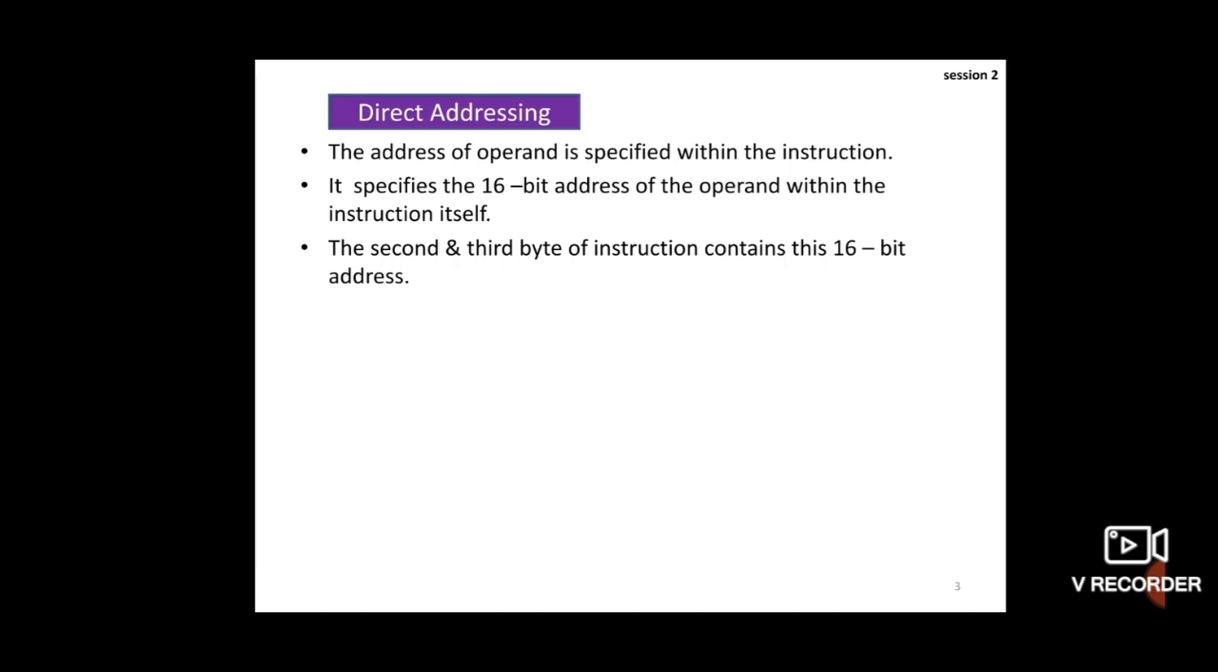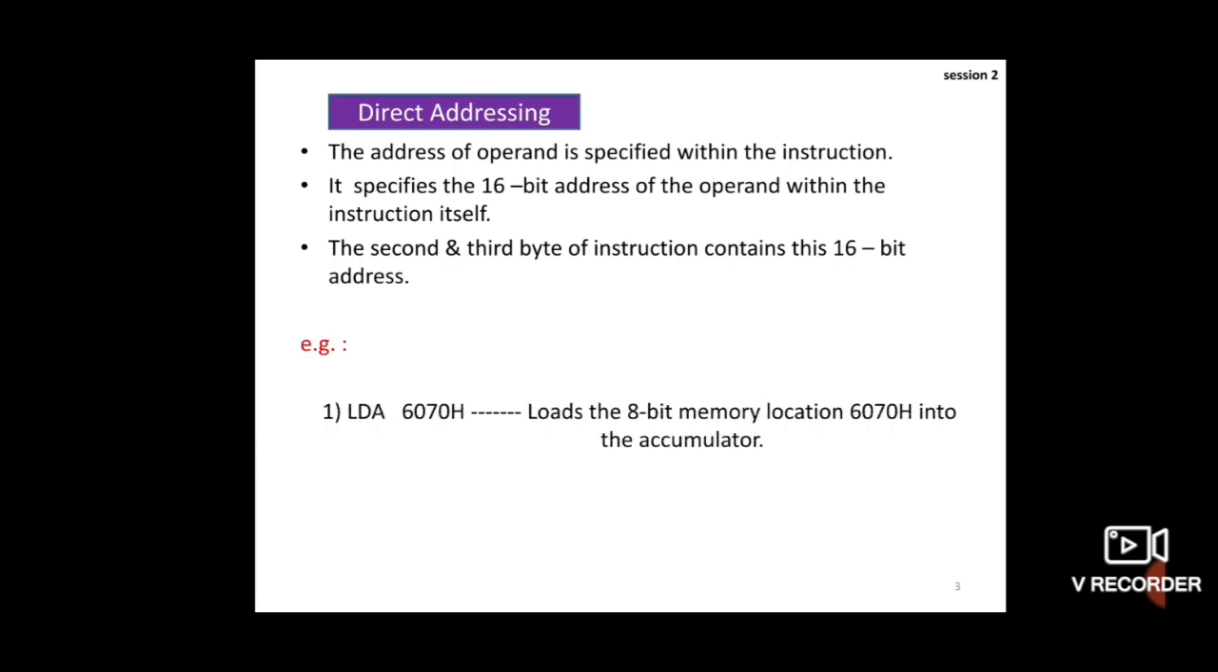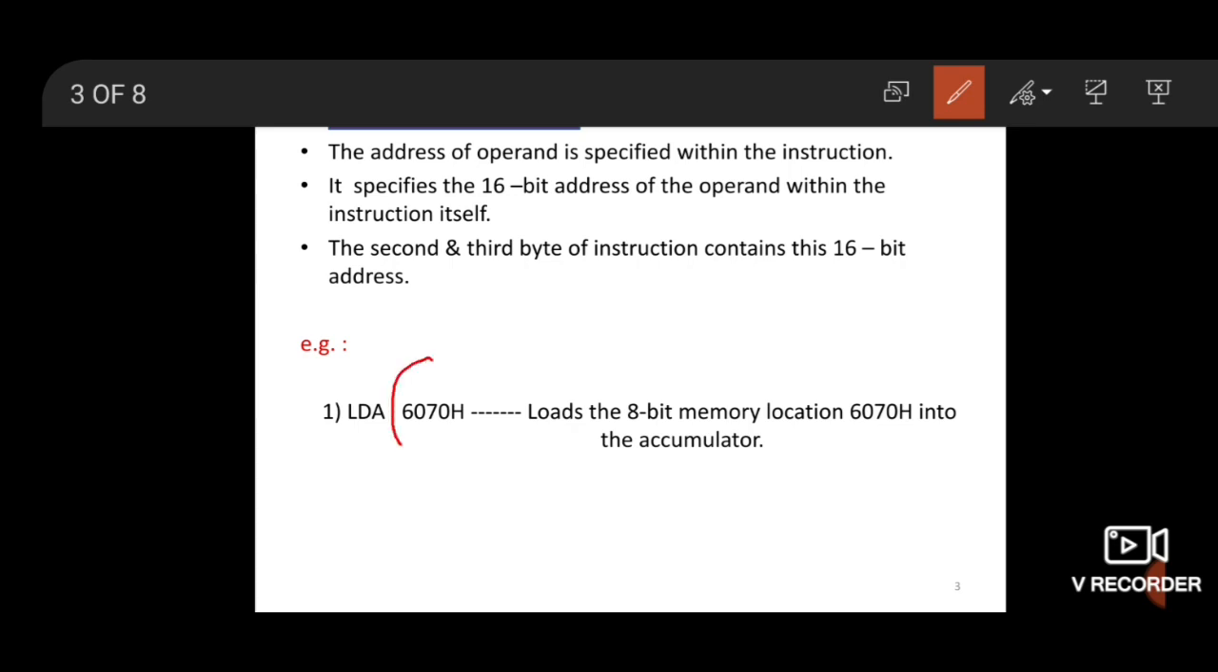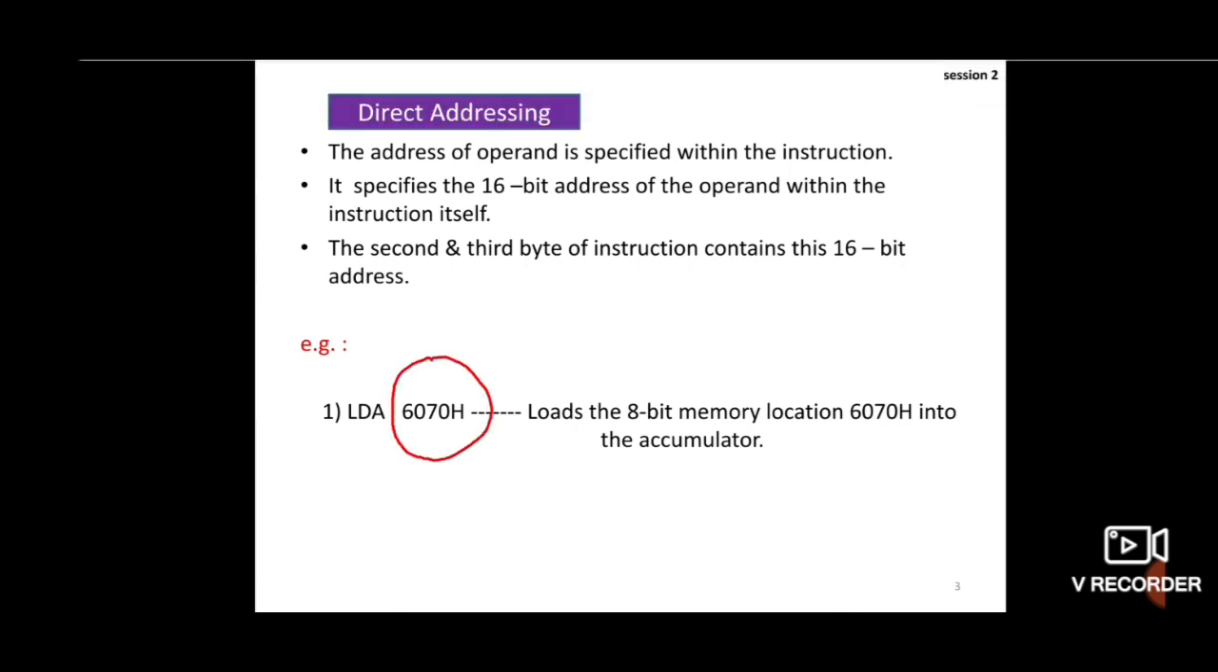Understood, students? Now see the example: LDA 6070H. I have already explained this. When 4 digits are specified within the instruction, see here, 6070H, H means hexadecimal number. Here 4 digits are there, and 4 digits indicate an address. Don't think about what LDA means right now, because in the next lecture we will see all the instructions in detail.